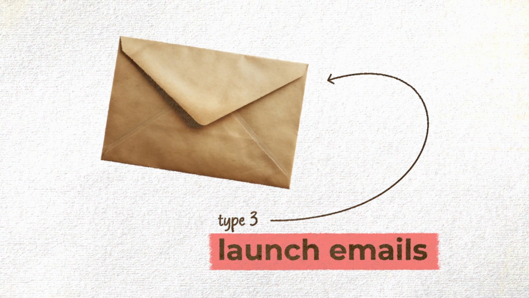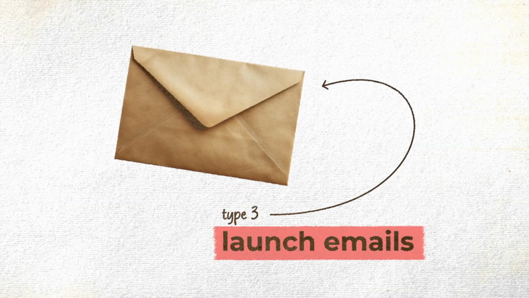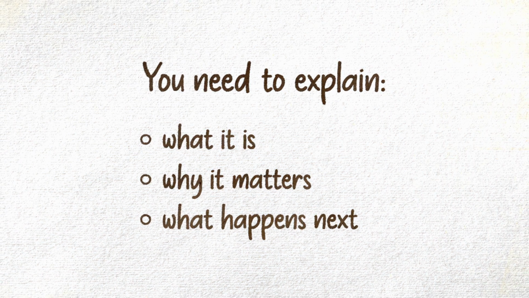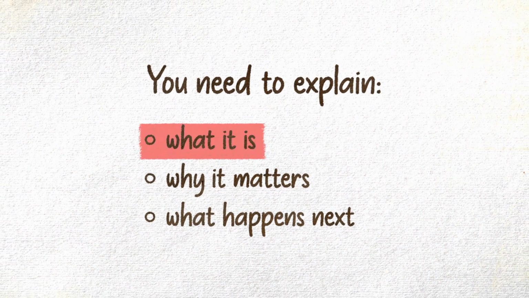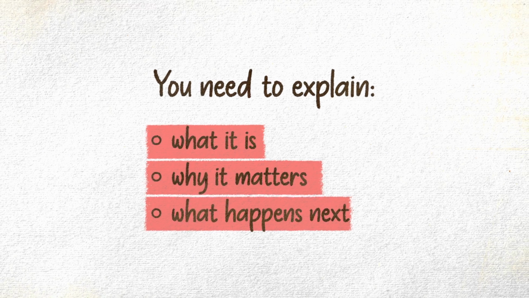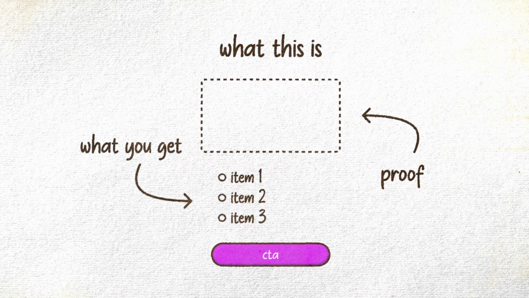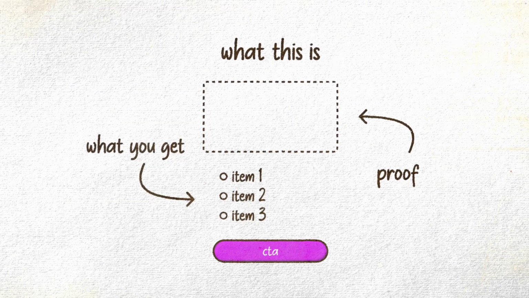All right, the third type of email is launch emails. Those are about building belief and trust, and they're usually about something that's brand new, that's about to come out. Maybe you're teasing something that's about to come out, and/or it just hit the market and you are ready to tell the world about it. You need to really quickly explain what it is, why it matters, and what happens next if your audience takes action. A simple structure is what this is, proof, what you get, and the call to action button.